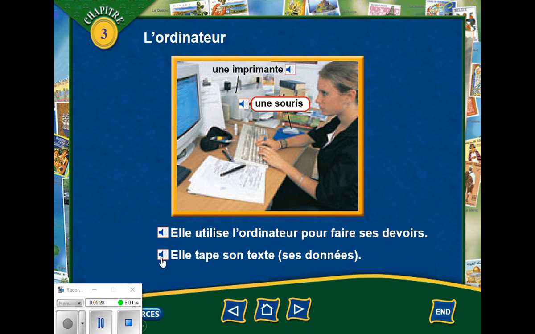Elle tape son texte. C'est donné. Taper, another regular ER verb, it means to type. She types her text. And c'est donné, this is her data, if you will, her input. And it looks like the verb, it's literally the past participle of the verb donner, to give. So if you think about when you're typing some text into a computer, you're giving it something, right? She types her text, her data.